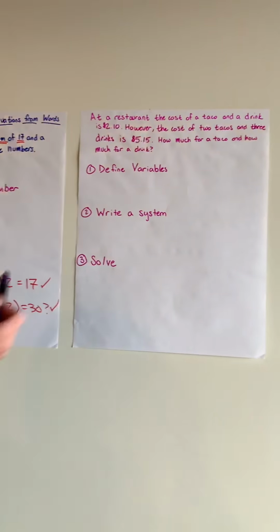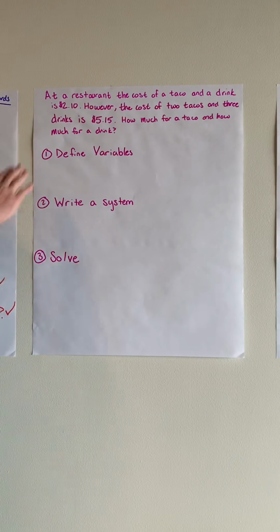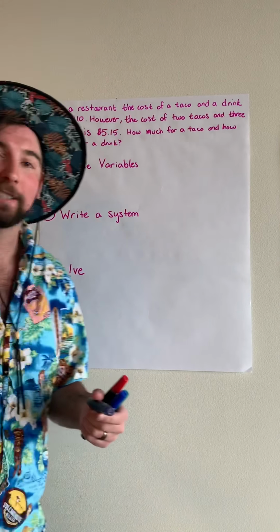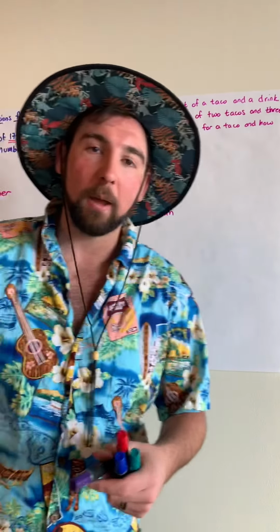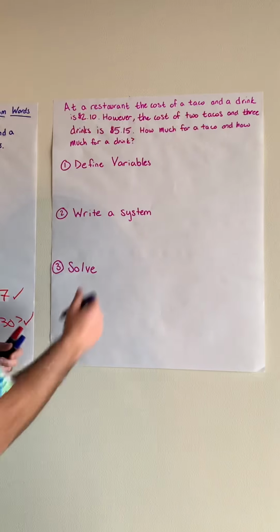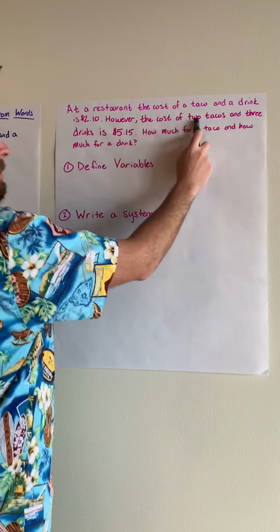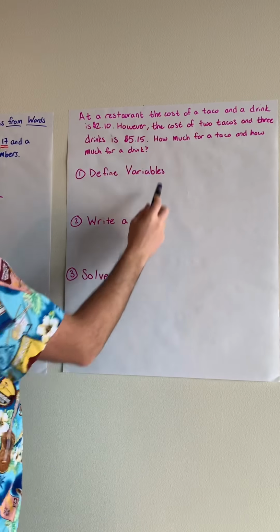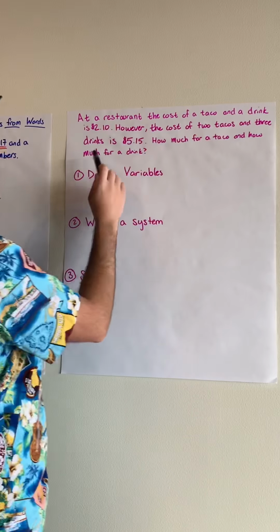Let's go on to our next one, all right? Here, a restaurant. The cost of a taco and a drink is $2.10. If you find this restaurant, let me know because that is a smoking deal for a taco and a drink, okay? However, the cost of 2 tacos and 3 drinks is $5.15. How much for a taco and how much for a drink?